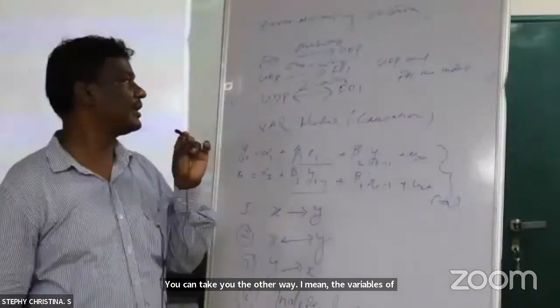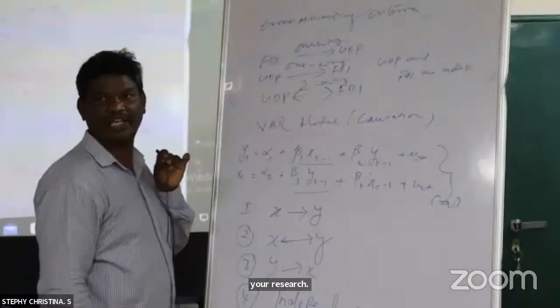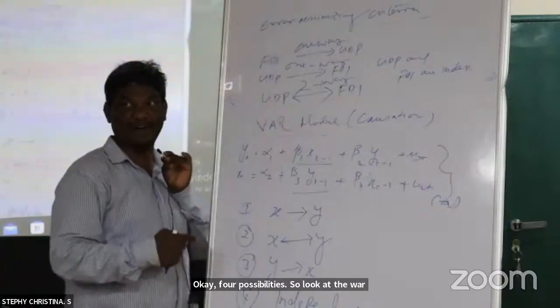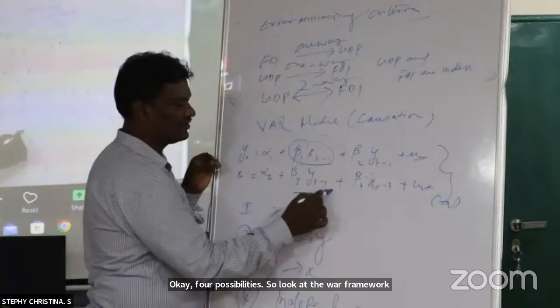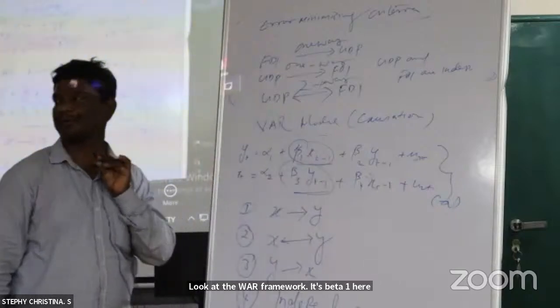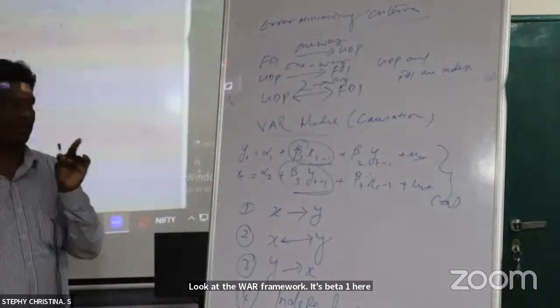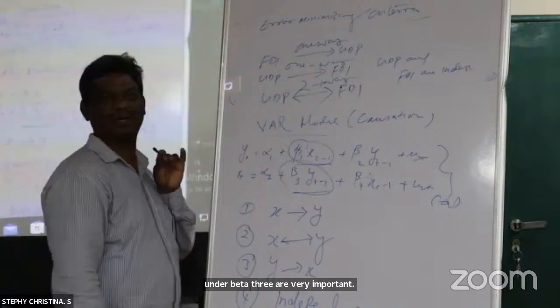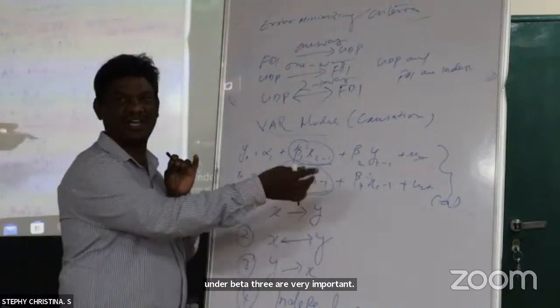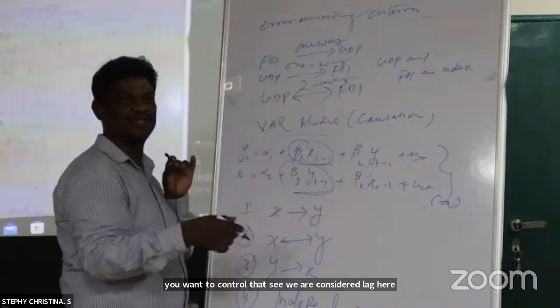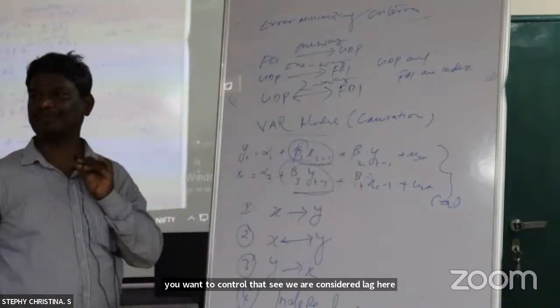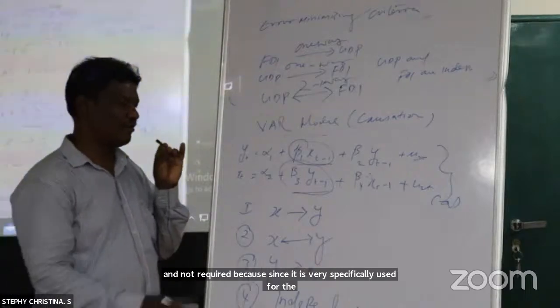Okay, four possibilities. So look at the VAR framework. Look at the VAR framework. This beta 1 here and beta 3 here are very important. It's a lag variable. You want to consider lag. We consider lag here, since it is specifically used for causation. Okay, fine.